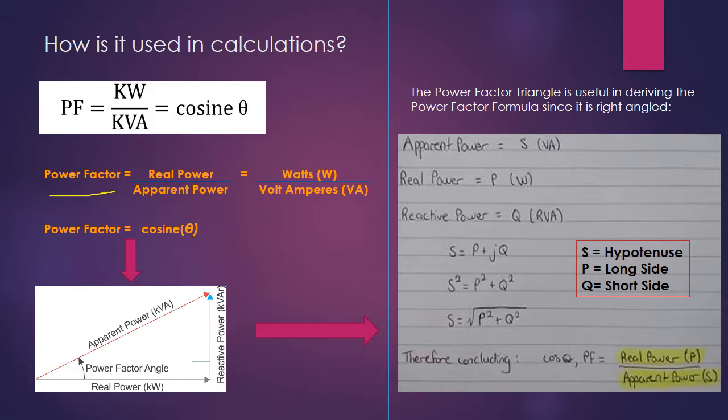Here we can see that the power factor is equal to the real power over the apparent power, and in units is watts over volt amperes. The power factor is also equal to cosine of theta, which is proved in this triangle here. If we make the apparent power equal to S, the real power equal to P, and the reactive power equal to Q, we can find that cos of theta is S over P.